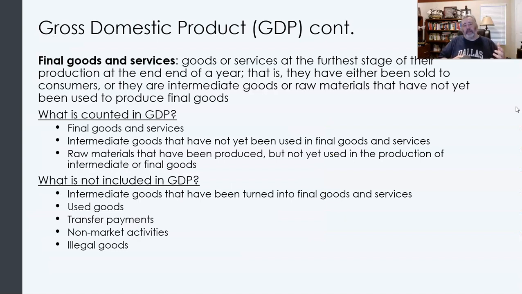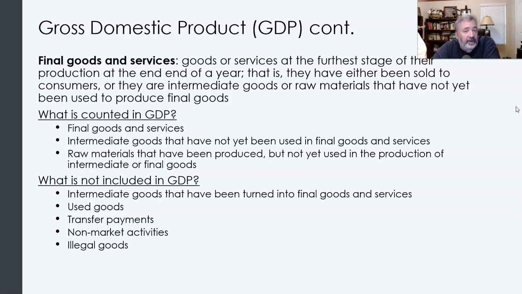Now, when we calculate the value of these goods, we are only looking at final goods and services. All right. For example, there may be a company out there that makes tires, say Bridgestone. I think they make car tires, right? Well, they sell tires to Ford and other car companies.